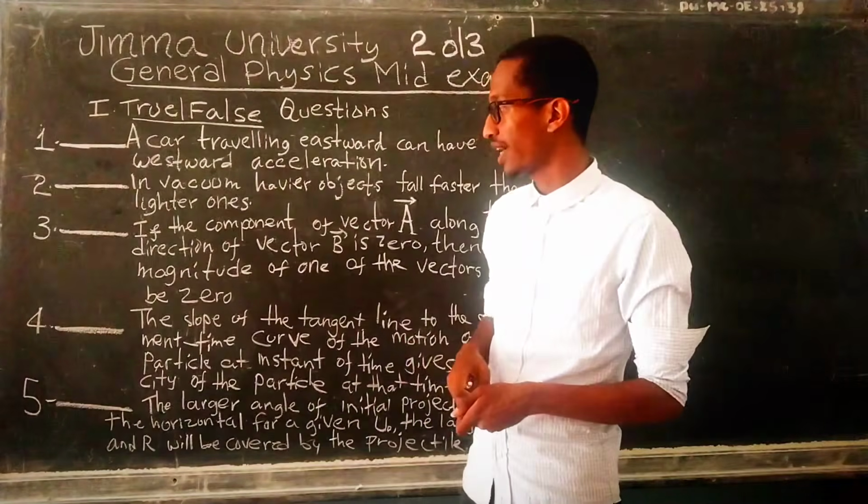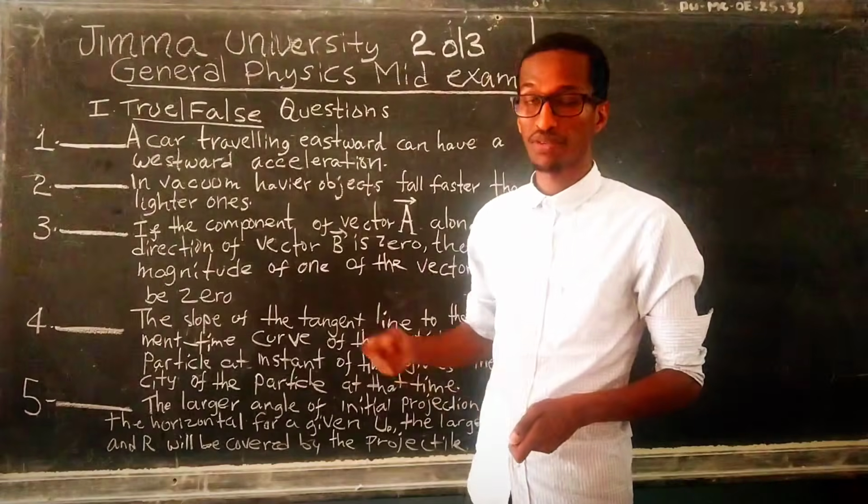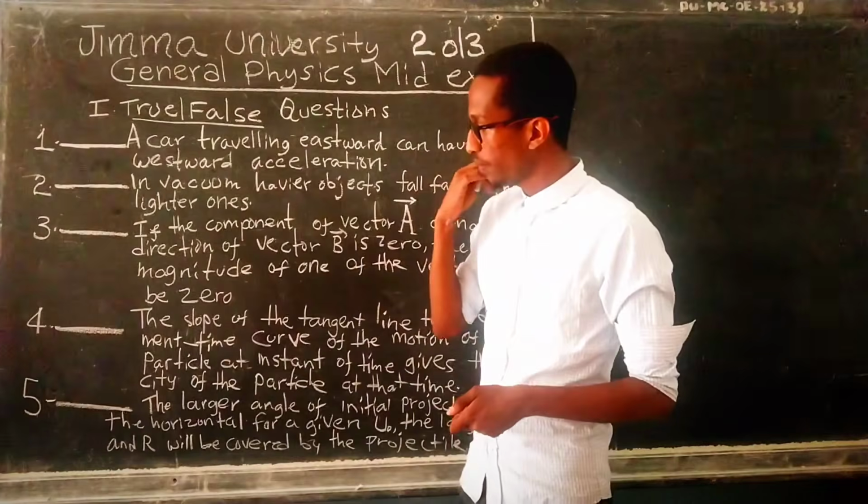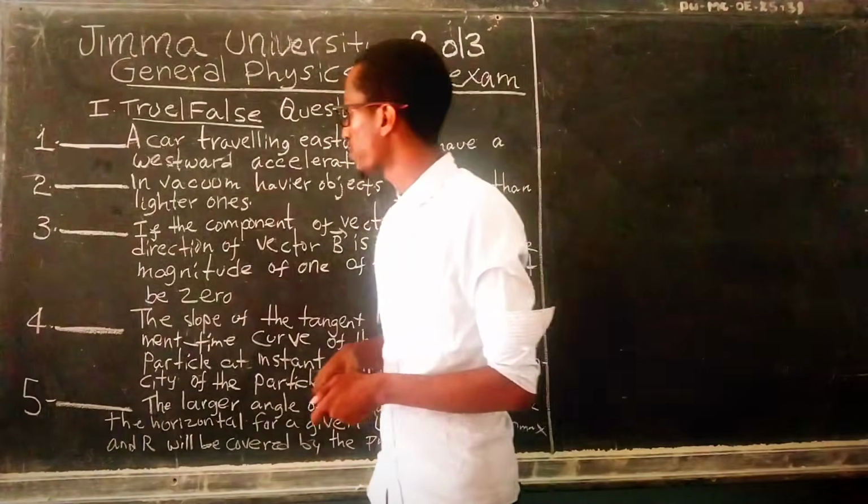So the first item is true false question, and in this true false item we have 5 questions. So firstly we will solve this and we can go to the next item. So we have 5 questions. Let us start from the first one.